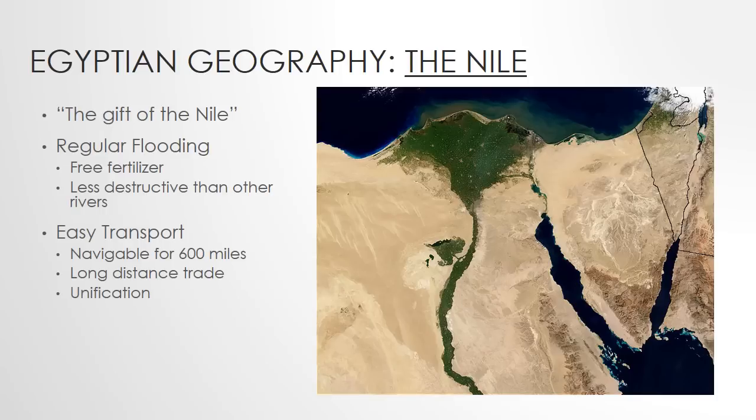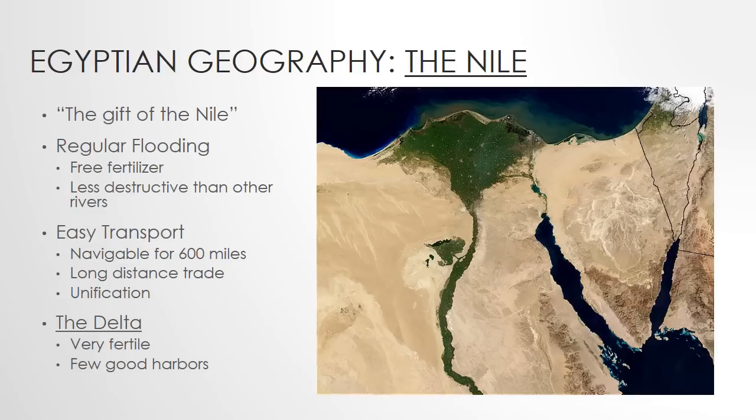Another thing that made the Nile really useful is that it provided easy transportation for a 600-mile stretch from the Mediterranean Sea up to the first really serious rapid, called a cataract, which was 600 miles inland. So it was easy to unite this whole region. And you could also engage in long-distance trade, carrying things up and down the Nile.